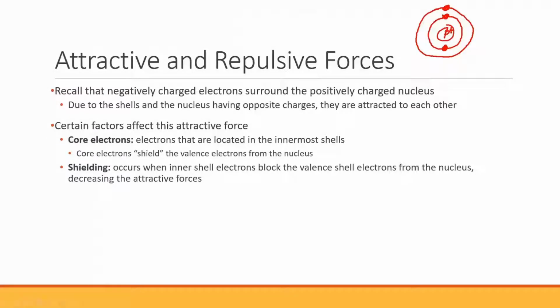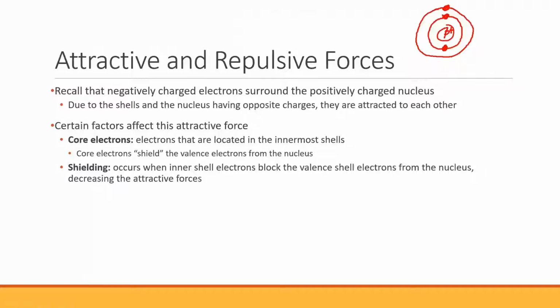Shielding is exactly what it sounds like. It's basically what occurs when the inner shell electrons block the valence shell from the nucleus. And so when you have an increase in the amount of shielding, you'll decrease the attractive forces that are occurring.